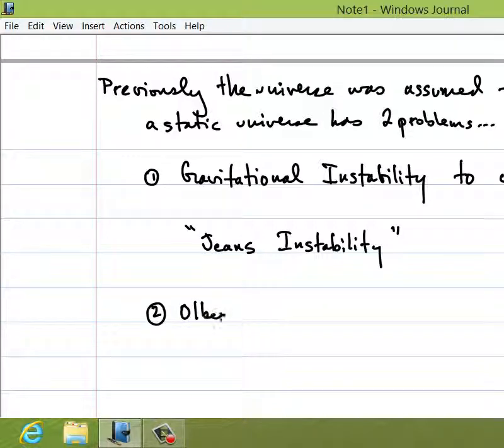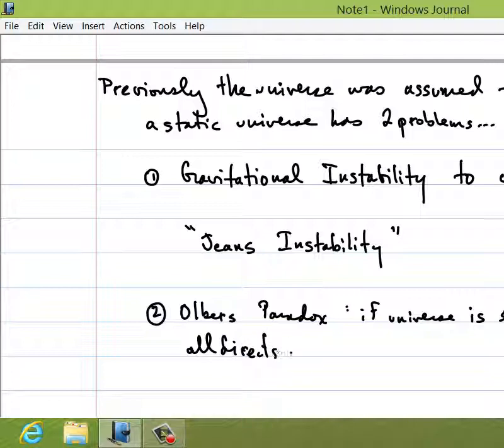The other difficulty associated with a static universe is that if the universe is static and infinite in all directions, then the night sky should be infinitely bright.